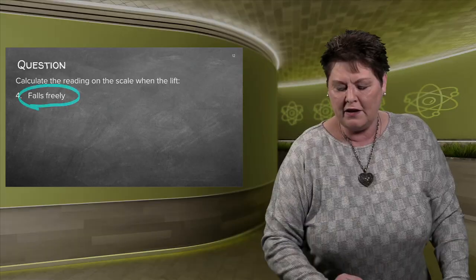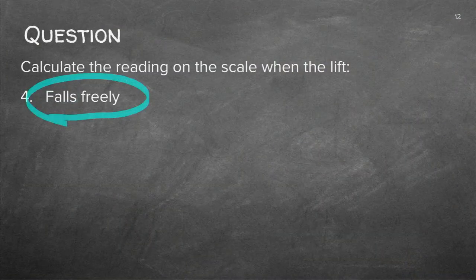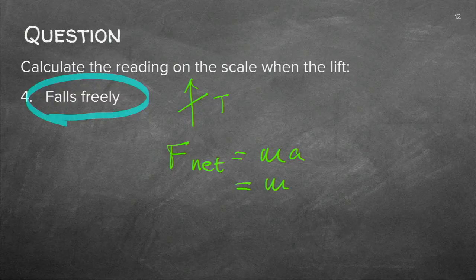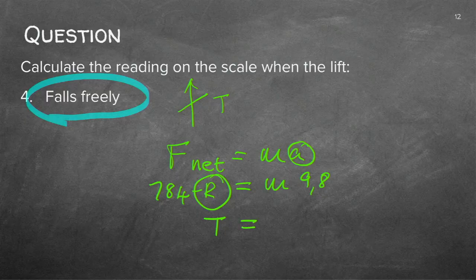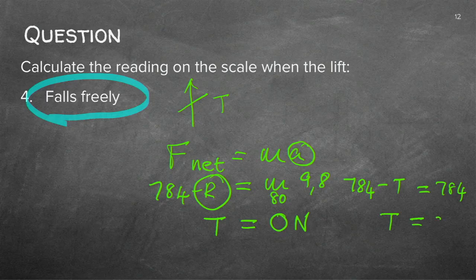Finally, it's falling free. So what's happening? I said to you, we cut the cable so there's no tension in the cable. So Newton's second law will say F net is ma. The only acceleration now is the 9.8, and we know now that there's no tension. So the R, or the tension, will now be 0 Newton. Let me quickly write this down neatly. So I've got 784 minus T equals 784. Do you see? Your T will be 0 Newton.